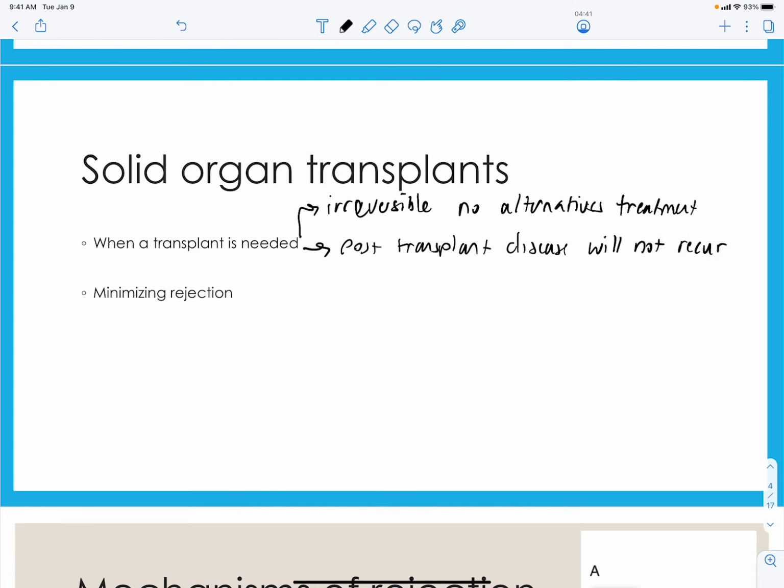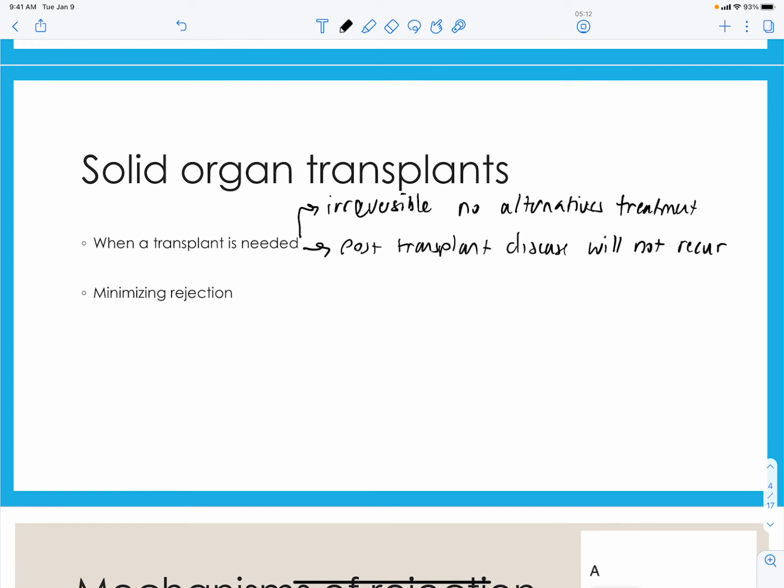And so when you have a person who has Goodpasture's syndrome, and then they are going to attack the basement membrane of the kidney, if you give a new donor kidney to that patient, the likelihood of the new donated tissue to be attacked by these autoimmune response is very high. And so that would be not a good time to do an organ transplant. In addition, you want to minimize rejection.